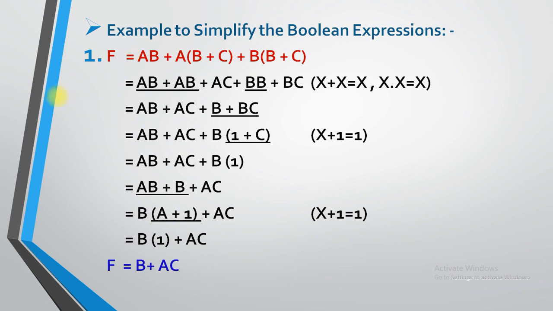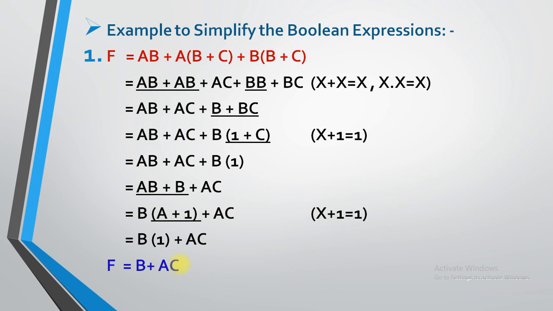But after simplification, you need to draw the circuit just for B plus AC. So it is the simplified circuit only, which saves cost, reduces complexity, and saves time. Now let us draw the circuit based on B plus AC. I hope you can draw it.